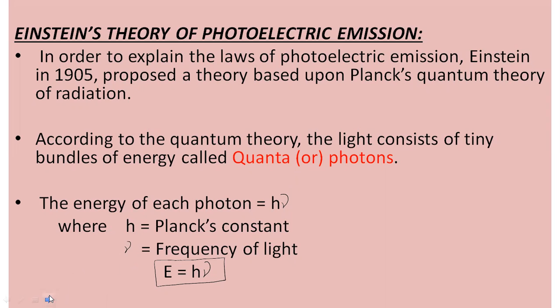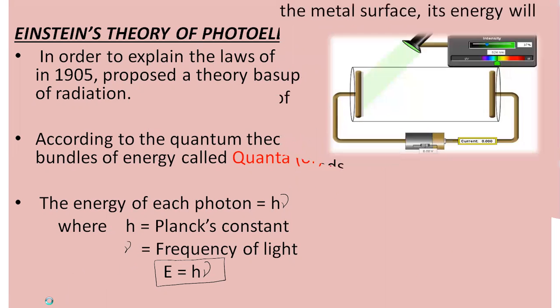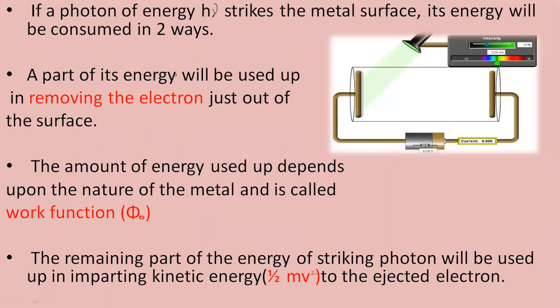So as we know, the photoelectric effect is nothing but this: if a photon of energy of frequency nu strikes a metal atom, its energy will be consumed in two ways. Since we know the photoelectric effect is nothing but the emission of light radiation on a metallic surface leading to ejection of an electron, right? So the ejected electron is called a photoelectron, and the particular phenomenon is called the photoelectric effect.